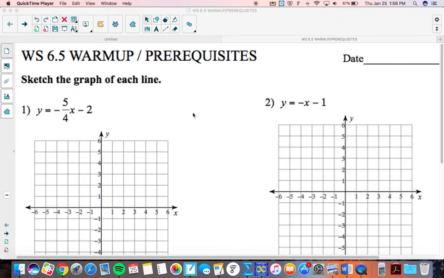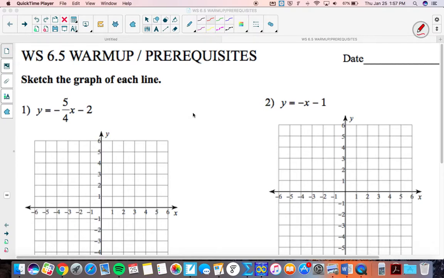This is worksheet 6.5, warm-up and prerequisites. There will be another assignment that's just plain old worksheet 6.5, but in order to do that, we need to be able to do this. So this is a review of things that we've seen mostly in November, so it's been a little while.